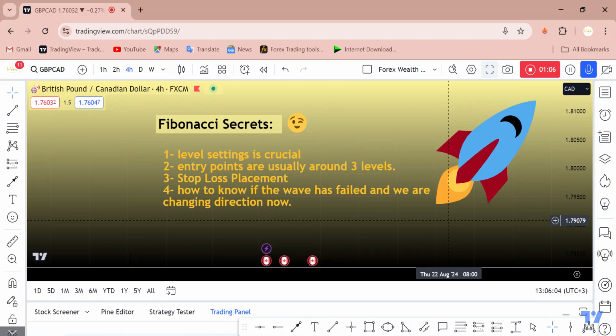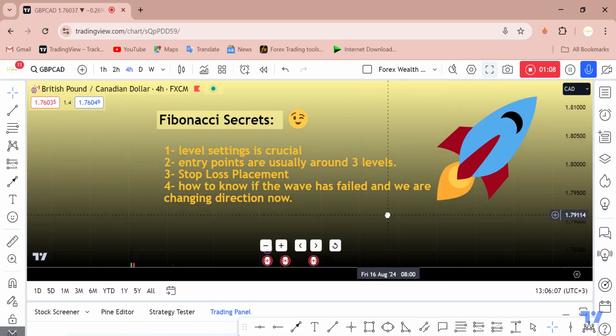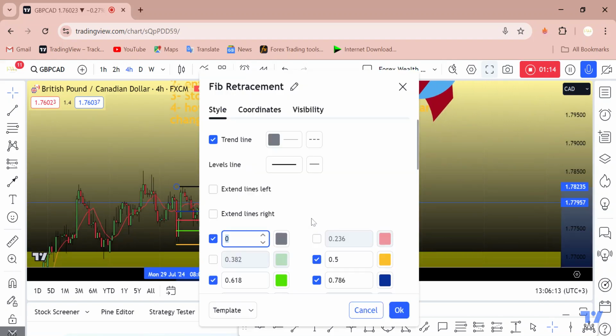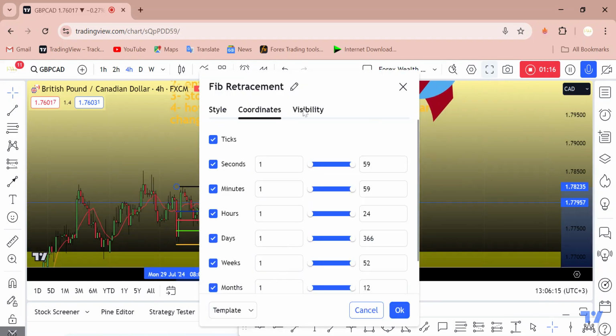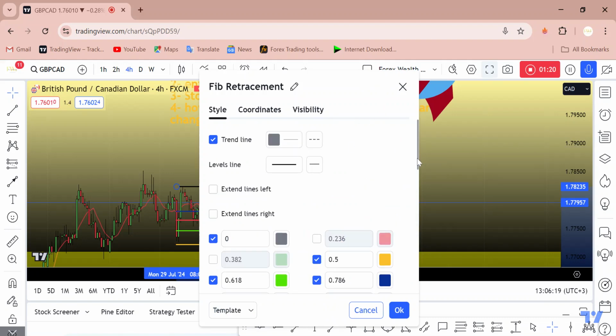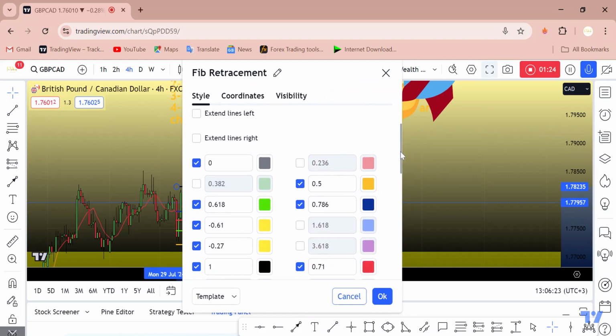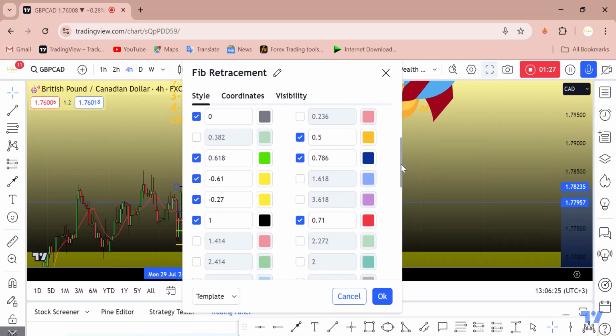So we're gonna start with the level settings. I will show you guys my settings and how I set up this tool. So I will open the settings for you to know the levels. Here are my levels. One second. You can take a screenshot. Those are my levels, the ones I use.